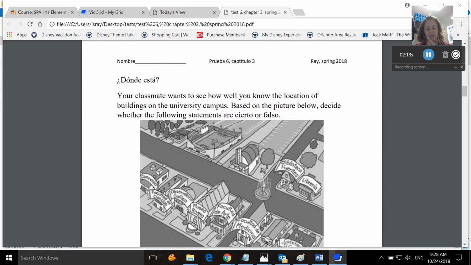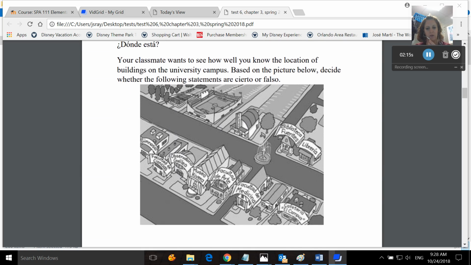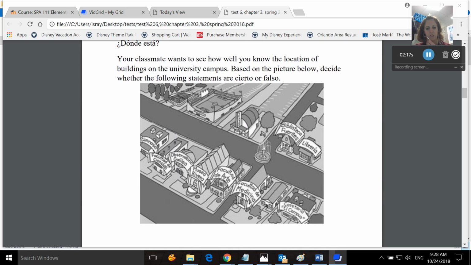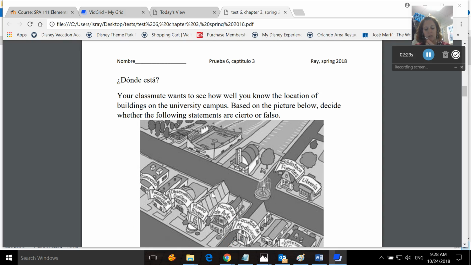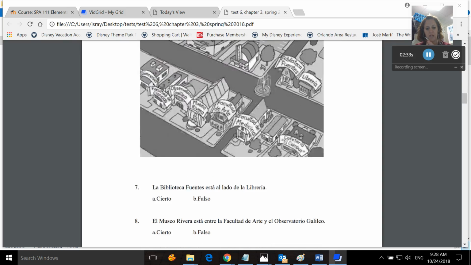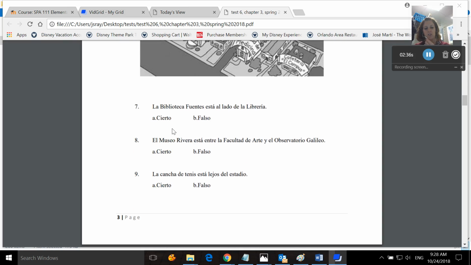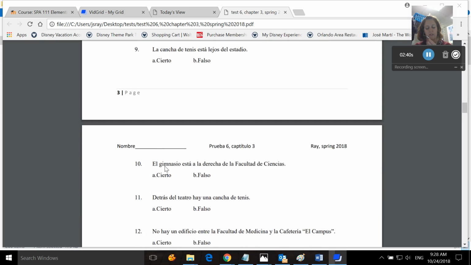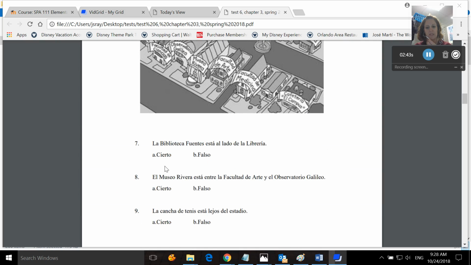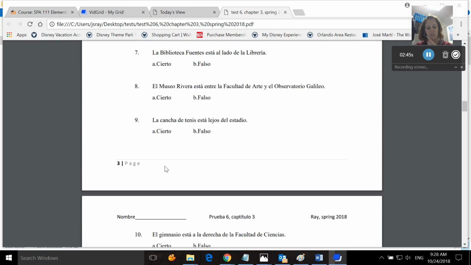Then you have dónde está. Your classmate wants to see how well you know the location of each of the buildings on the university campus. Based on the picture below, decide whether the following statements are cierto or falso. La Biblioteca Fuentes está al lado de la librería. So you're going to be asked where these buildings are located using your preposition vocabulary from Chapter 3, and then you'll decide if that's true. If they're true, you circle cierto, and if it's false, you're going to circle falso. For this, you'll just want to know your buildings as well as your prepositions.